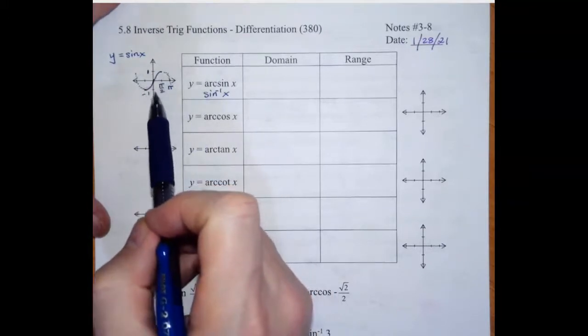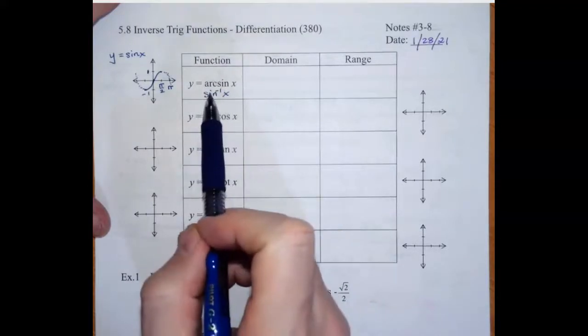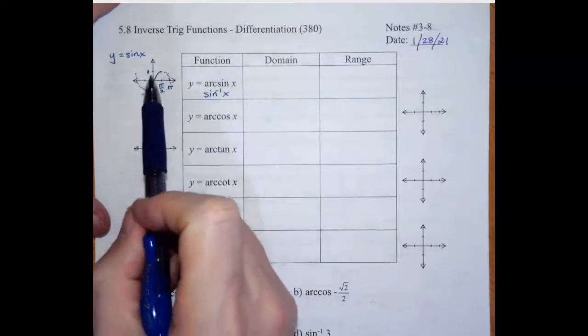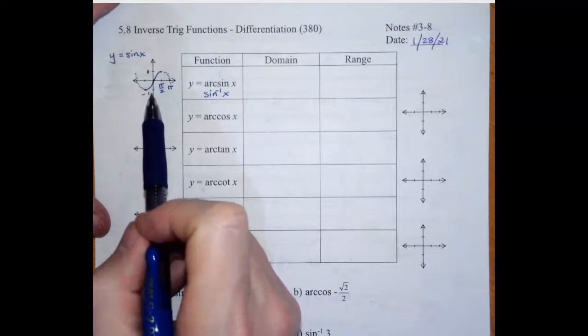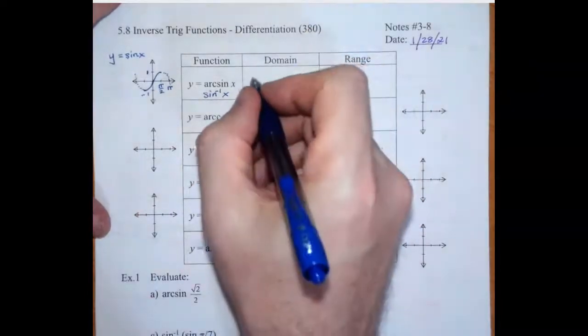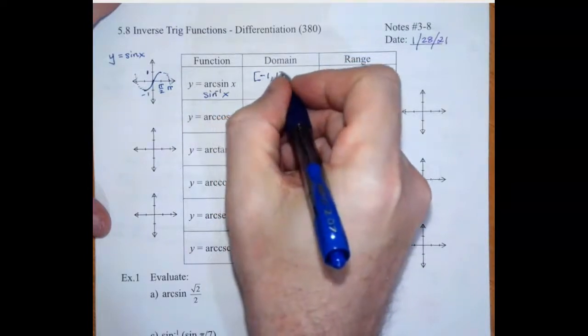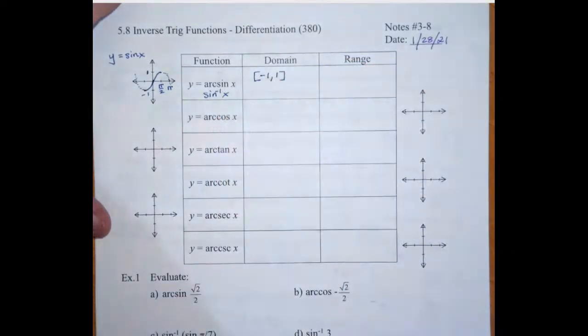So if we want to get the domain of the arcsine, what we would do is look at the range of sine. So the range of sine is -1 to 1. If we flip that over, then that would be the domain. So now the domain would be -1 to 1.